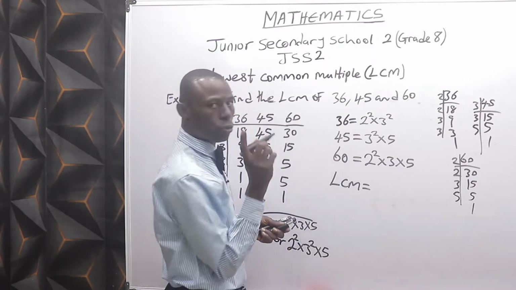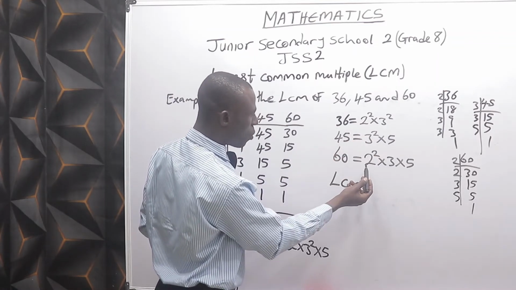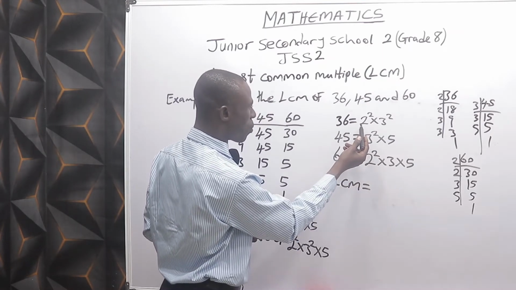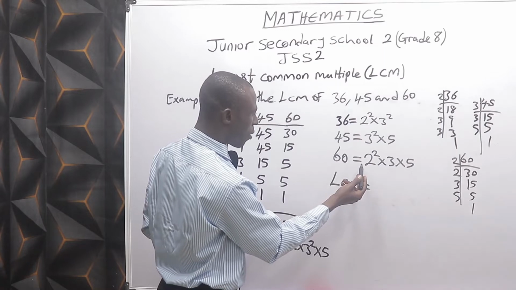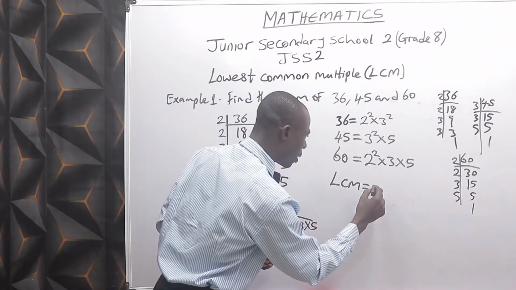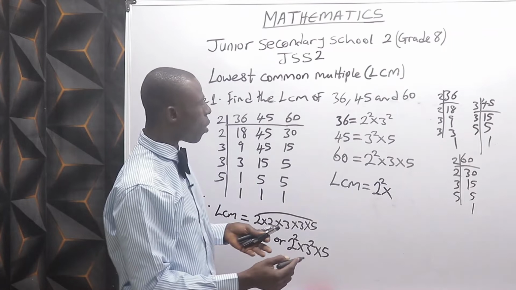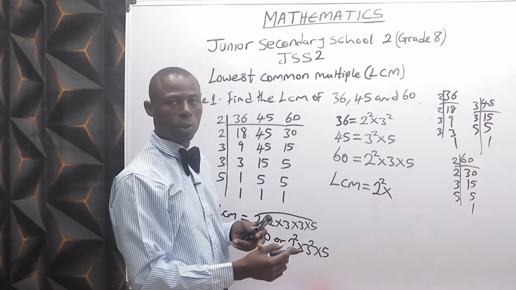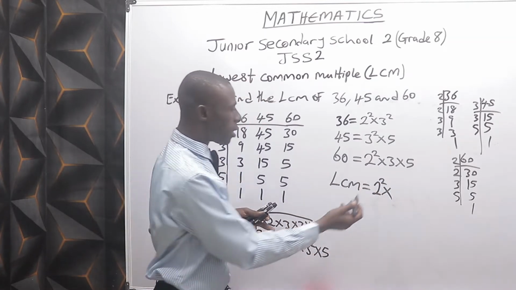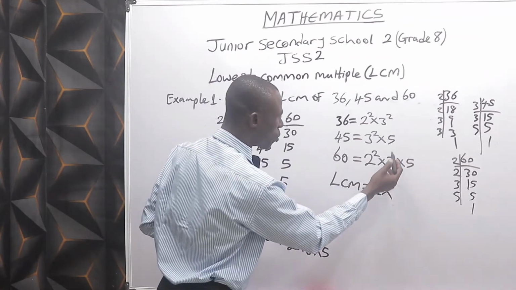Let's take prime factor 2 first. Prime factor 2 is available in 36 and in 60. In 36, the highest power we have is 2. In 60, we have power 2 as well. So, since they are of equal power, take any one. You have 2 raised to power 2. Now let's go for prime factor 3. Prime factor 3 in 60 is 3 raised to power 1. When it seems there is no power on something, there is power 1 there. So 3 raised to power 1.